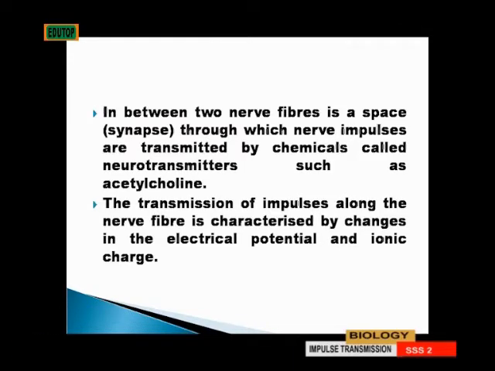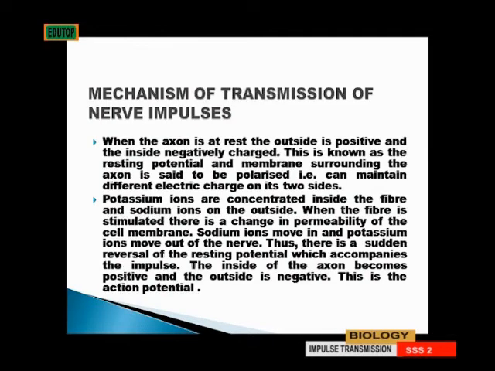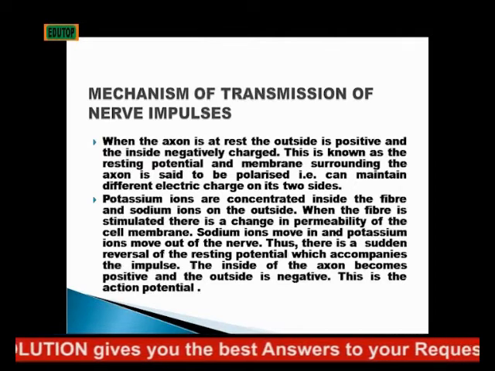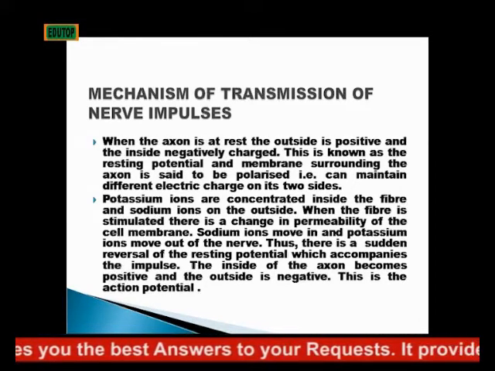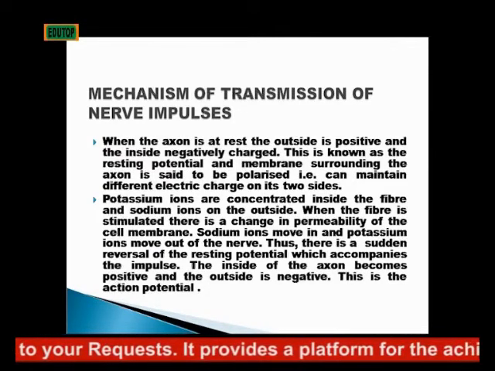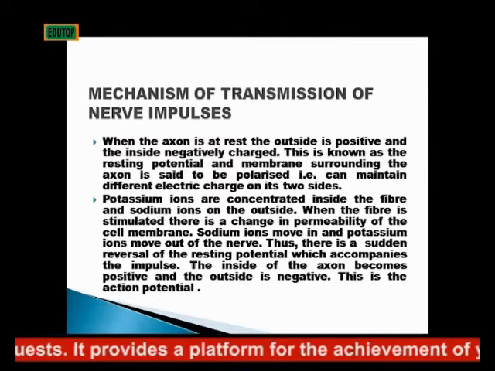The transmission of impulses along the nerve fibers is characterized by changes in the electrical potential and the ionic charge. When the axon is at rest, the outside is positive and the inside is negatively charged. This is known as the resting potential. The membrane surrounding the axon is said to be polarized, that is, it can maintain different electric charges on its two sides, both inside and outside. That's why we say it is polarized.